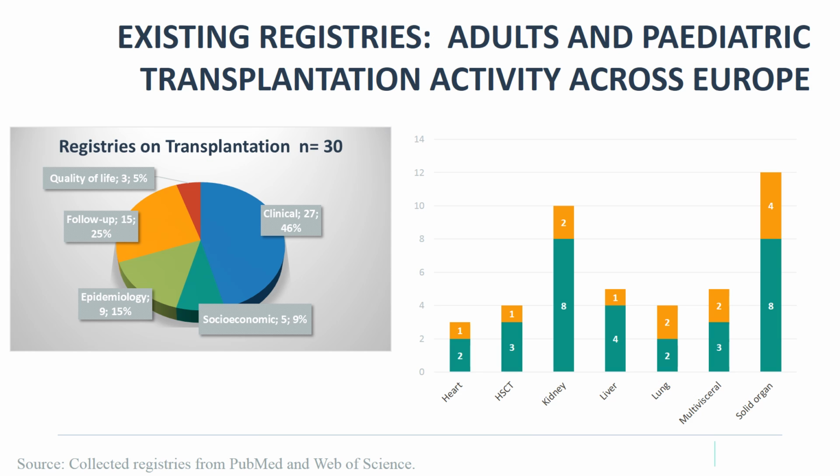This is the analysis of the existing registries in adult and pediatric transplantation activities all across Europe. You can see on the right side in green the adult registries and in orange the pediatric registries, and on the left side what they are about. As you can see, the most frequent are clinical registries, 46% of the registries, and on the other side, there are only 3 registries dedicated to quality of life.